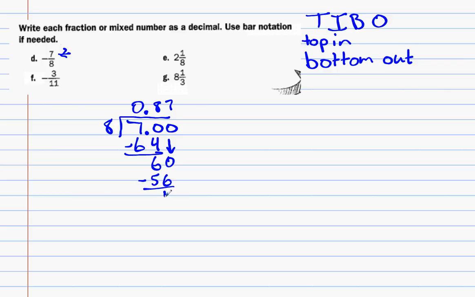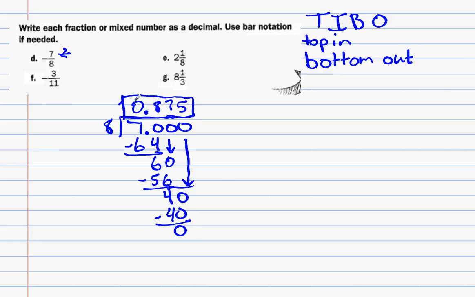Still going here. Bring down another 0. How many times can 8 go into 40? It's 5. 5 times 8 is 40. And we have a 0 here, which means there's nothing left to divide, which means our division has terminated, which means this is our answer, and we have a terminating decimal.